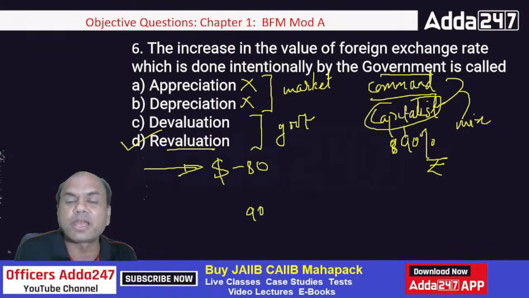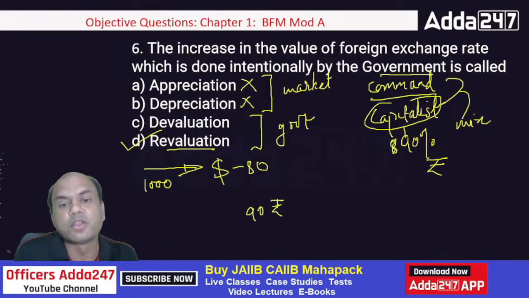Devalue means I'll bring down the value of my rupee. So what will happen? If I'm getting, let's say, $1,000, how much am I getting? 80,000. So if I devalue, how much am I getting? 90,000 rupees. So I am getting more of my own currency. So what will I do? If I am the supreme in the economy, I'll devalue that currency if my funds are coming in.